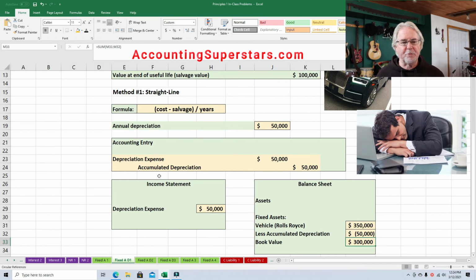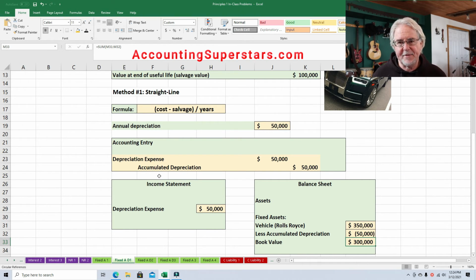Now what's the book value? The book value is, according to the books, this is what the Rolls Royce is worth. And of course that may not be reality. I've made a few other YouTube videos about this. So book value, it's simply, according to the accounting records, this is what the car is worth.